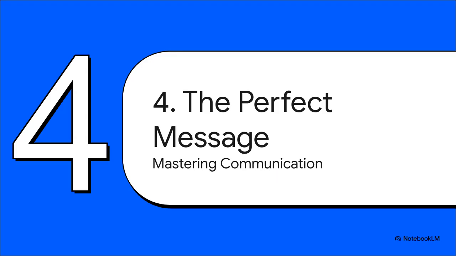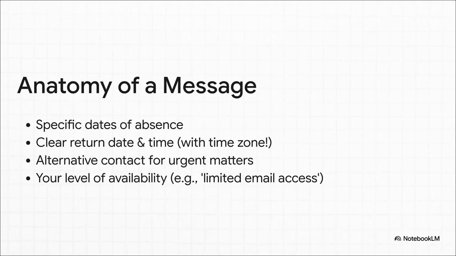So we've nailed down how to set it up. Now let's talk about how to do it well. A thoughtfully crafted out-of-office message can make a world of difference. So let's master this little piece of communication. A truly great message really only needs 4 things. You need your specific dates of absence, a very clear return date, and please, if you're on a global team, include the time zone. You need to name an alternative contact for anything urgent, and finally, just a quick note on your availability, like if you'll be checking email at all. Get these 4 things right, and there's zero room for confusion.